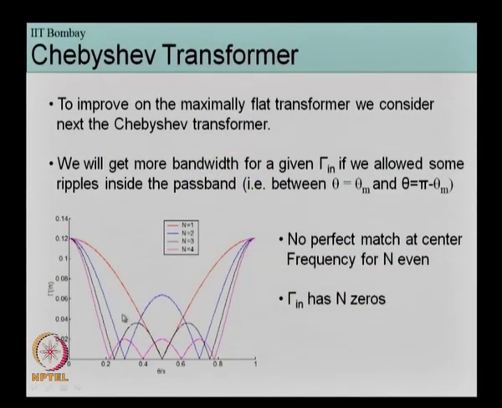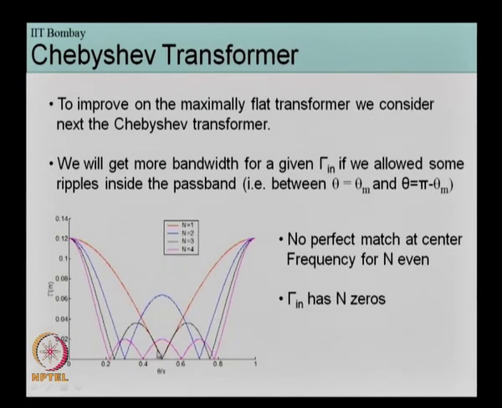See, these are the Chebyshev polynomial expansions for various orders. The red one is for n equal to 1. Note that this n equal to 1 polynomial is very similar to the binomial expansion. Then the blue one represents n equal to 2, black one n equal to 3, and the violet or purple one represents the n equal to 4 Chebyshev polynomial. The advantage of the Chebyshev polynomial is that, first I should say the disadvantage. The disadvantage is that there are multiple ripples. It is not a maximally flat expression.